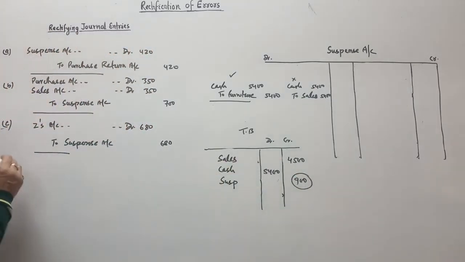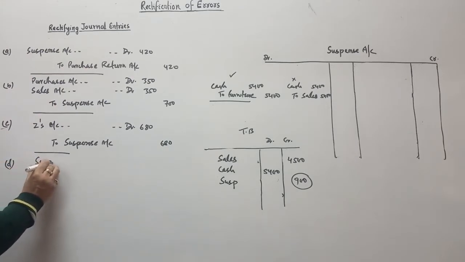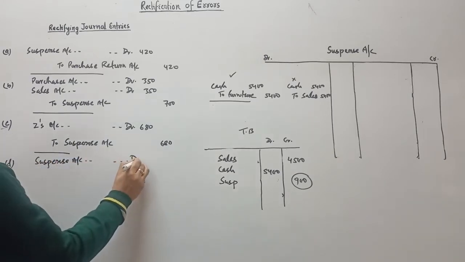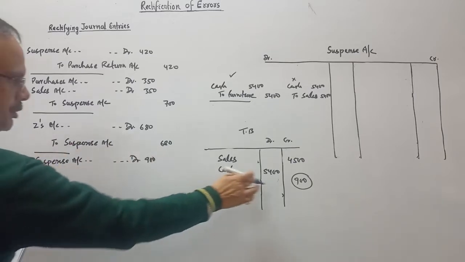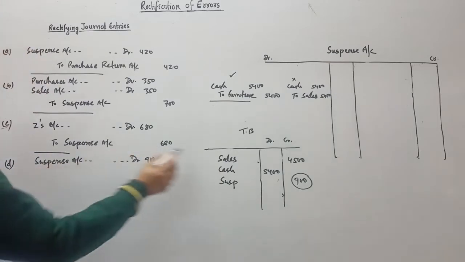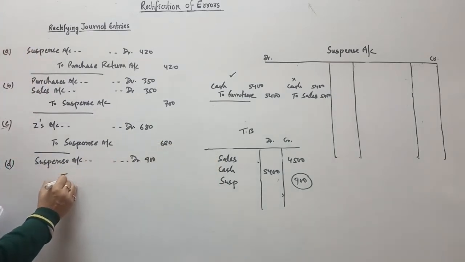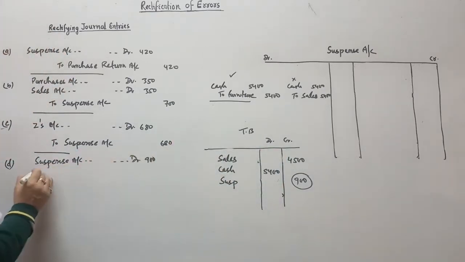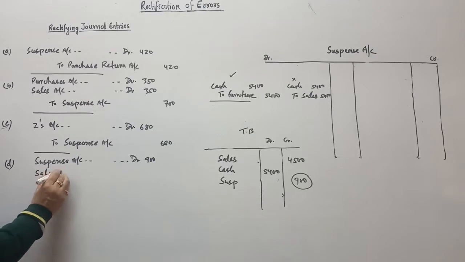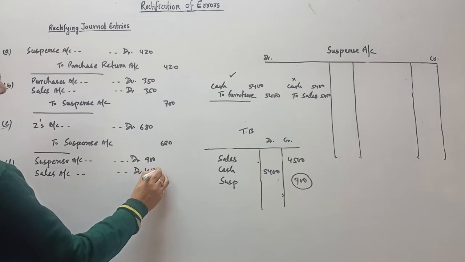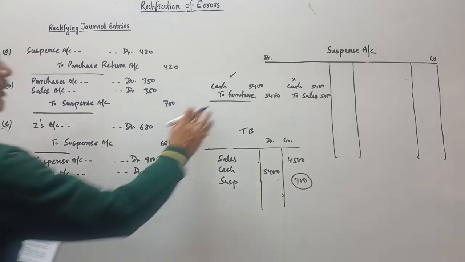To rectify this one, first of all you cancel the suspense account. For cancelling suspense account, you write on the opposite side, the debit side. Suspense is on credit, so write on the opposite side. There is no mistake in the cash. Sales is in mistake, so you have to cancel the sales account. For cancelling sales account, you have credited the sales, so for cancellation, your sales account will be debited by 4,500.